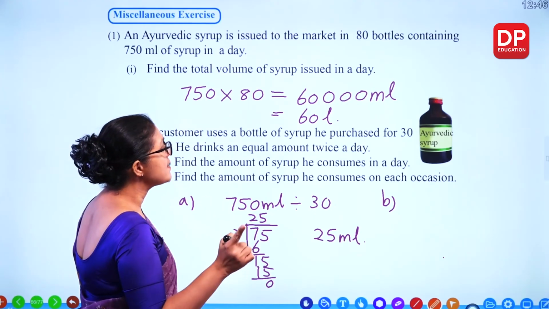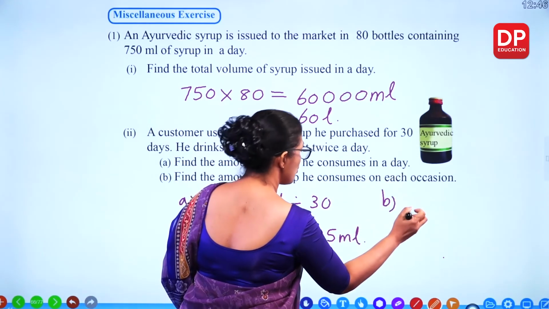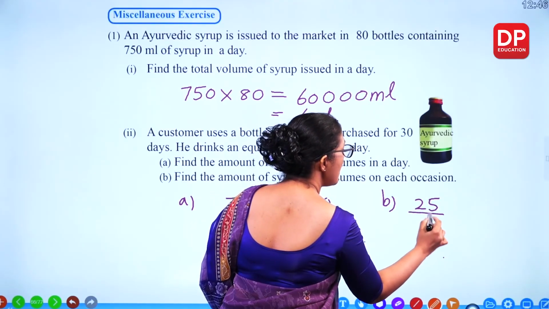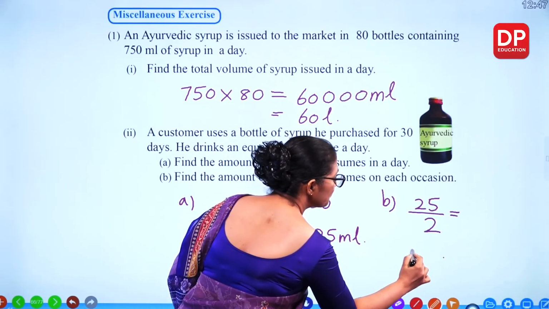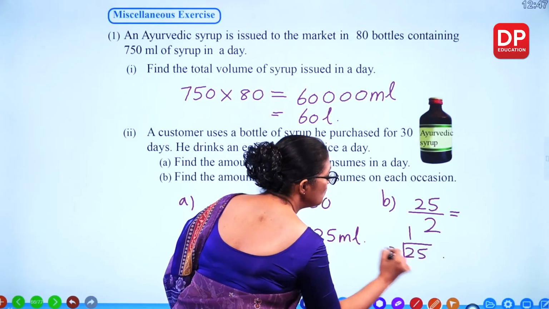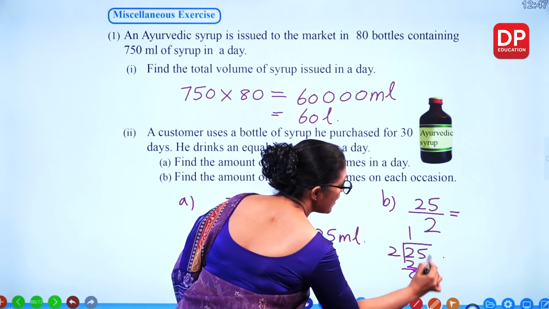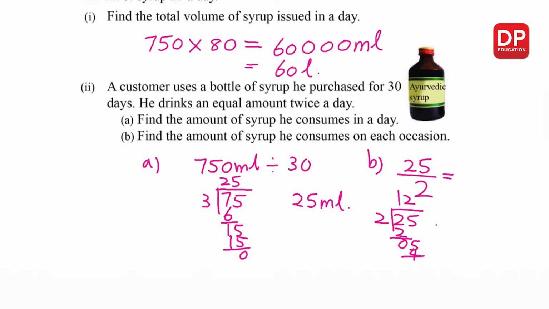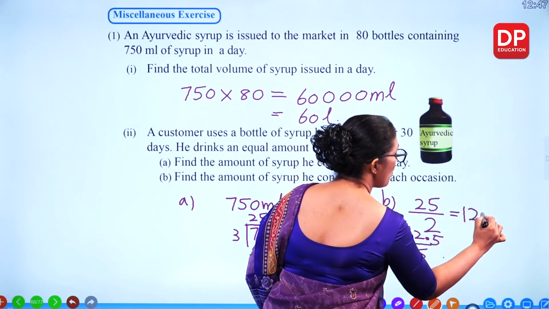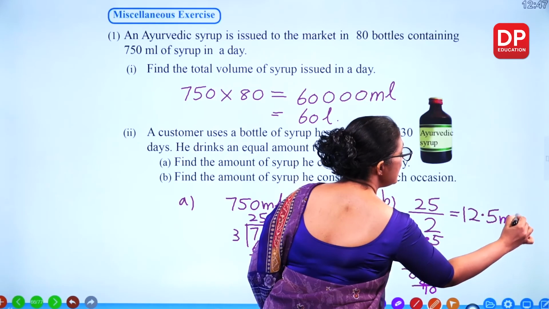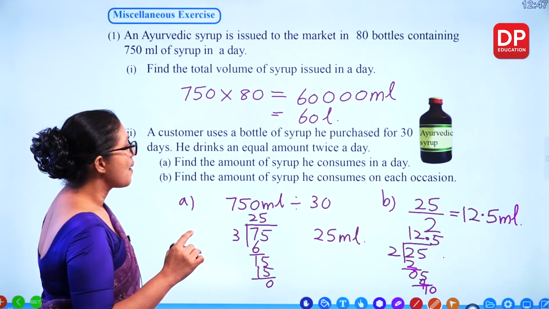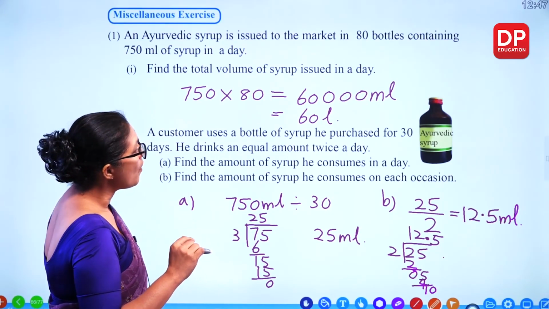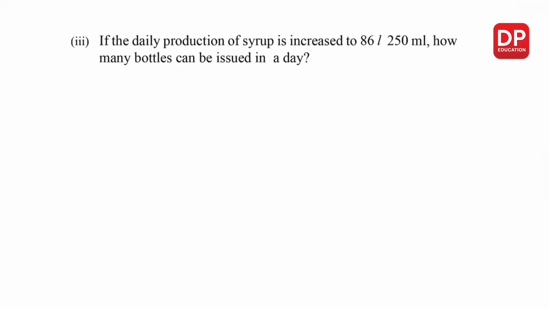So he takes it twice a day. So that means each occasion you can find by dividing this value by 2. So 25 divided by 2. 2 times 1, 2. For 5, that's 2. 4, and for 10, that's 0.5. 12.5 milliliters. So 12.5 milliliters on one occasion. Now we'll take the third part.